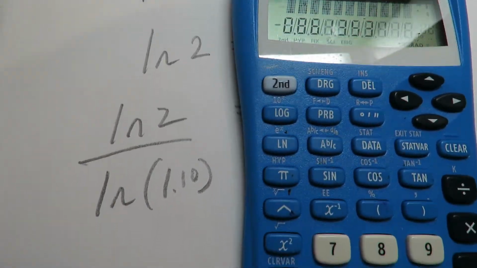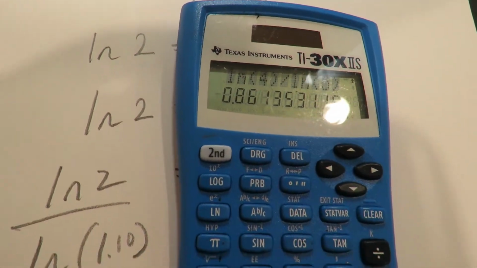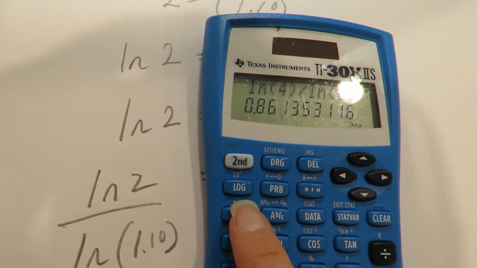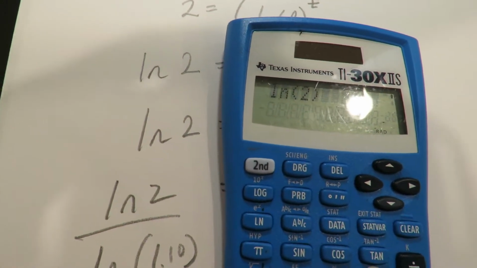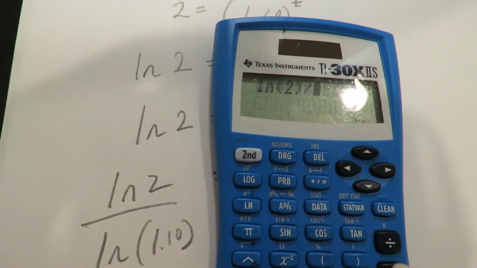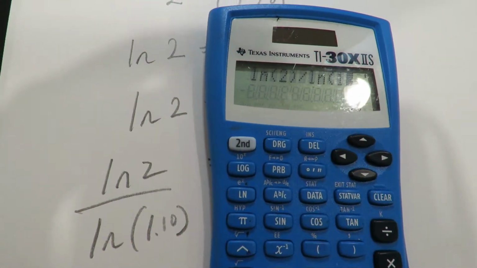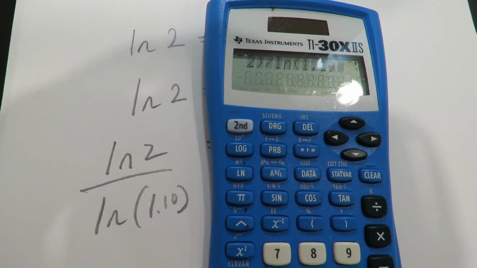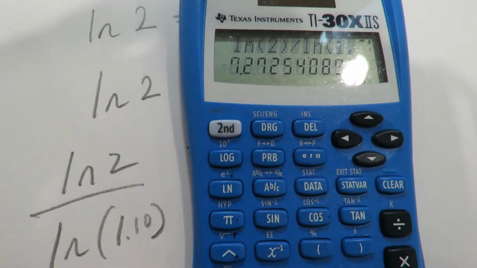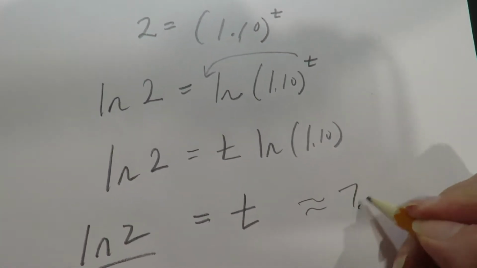All right, so you got to do ln of 2. Let me try to get the glare out of there. All right, so you're going to do ln of 2. You're going to close the 2, divided by ln of 1.10, close, hit equal. Let's just round this to like 7.3 years. That's good. So t is about 7.3.